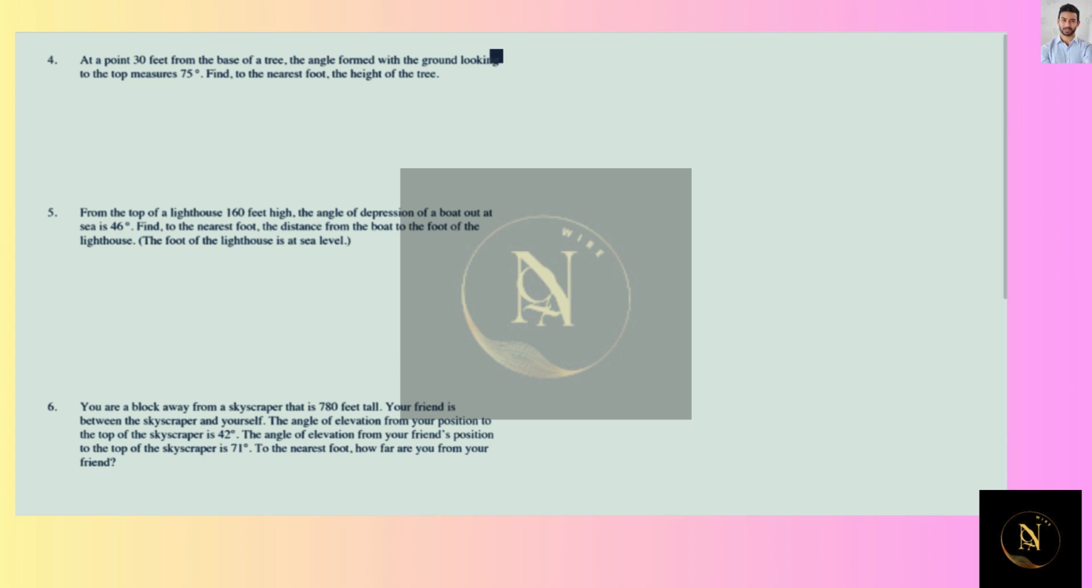At a point 30 feet from the base of a tree, an angle formed with the ground looking up measures 75 degrees. I like to draw diagrams to think of these things, so I know that I'm 30 feet from the tree. I know that this angle is 75 degrees, and I'm trying to find the height of the tree. Because I have the opposite side of this angle and the adjacent side, I know I'm going to be setting this up with a tangent.